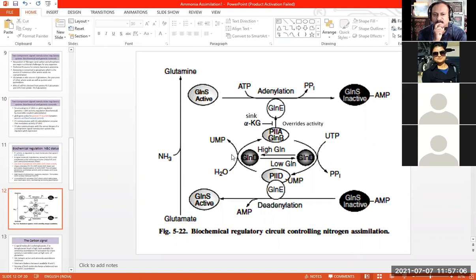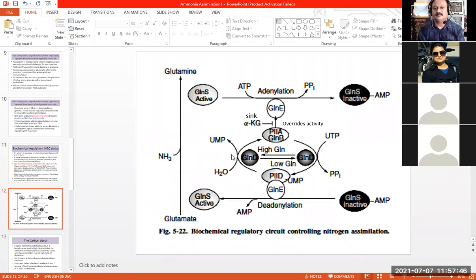The first case is at a low concentration of glutamine. The GLND enzyme, which is a sensor kinase enzyme, converts P2A, the product of the GLNB enzyme, that is uridylated P2A, into P2D. It is not an enzyme. It is just a protein. P2 protein. Yes, sir. P2D protein.